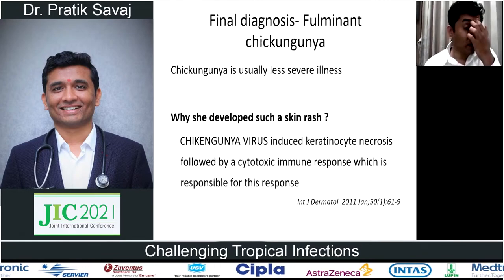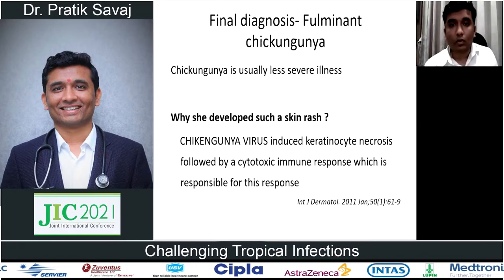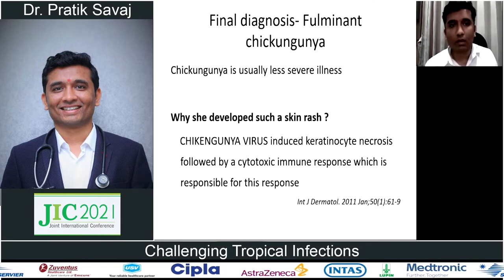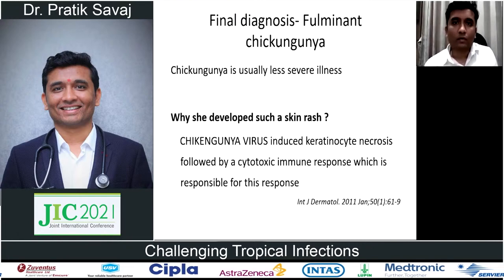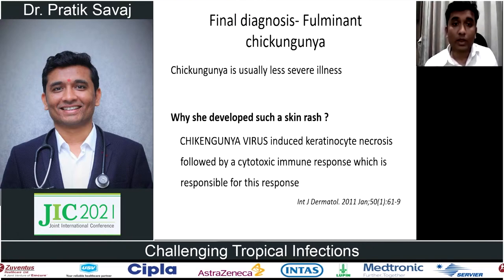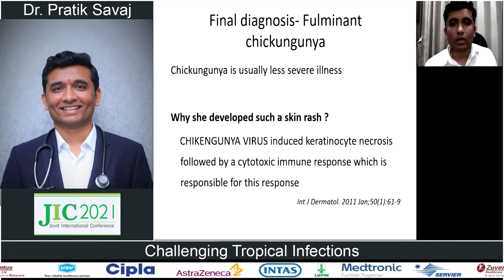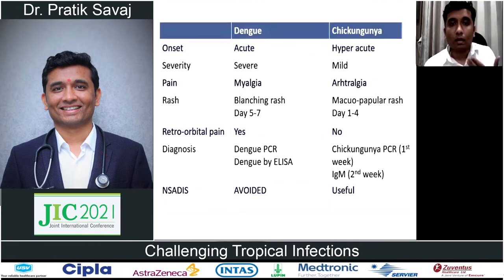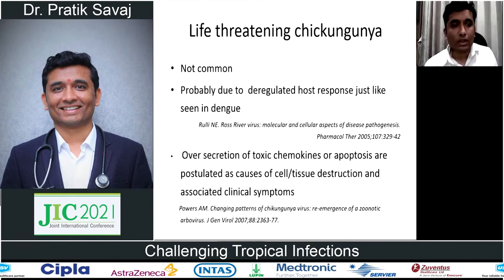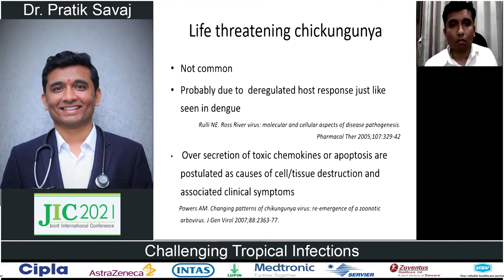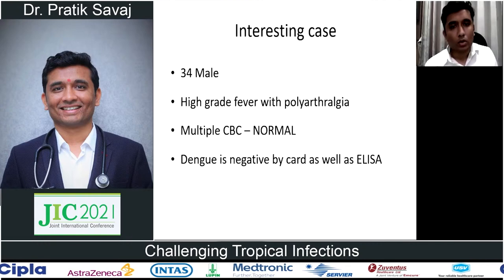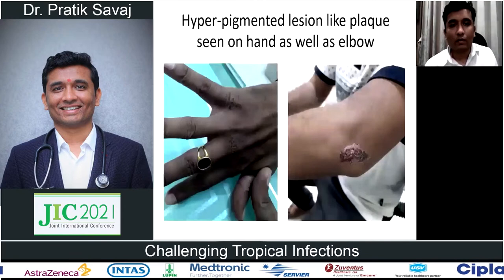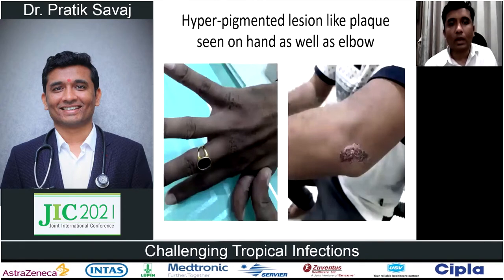So we will remember that chikungunya is an OPD illness, and the most common presentation is fever and arthralgia, and we hardly admit this kind of patient in our hospital. But there are cases of fulminant chikungunya, and in fulminant chikungunya you can see this kind of skin lesion, because chikungunya directly affects the keratinocytes and causes necrosis. The mechanism of this severe chikungunya is immune modulation, just like in dengue. So chikungunya can have various presentations. This was a boy with fever, bullae, fulminant disease, and this kind of hyperpigmented lesion.